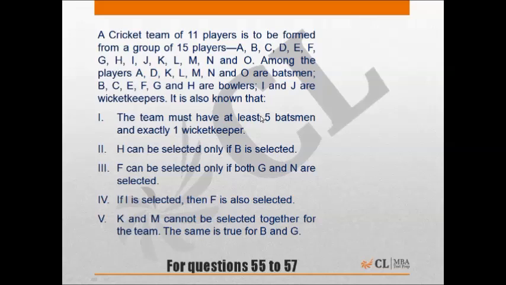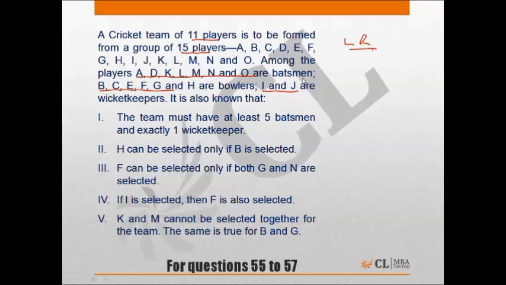Questions 55 to 57. This is a set of LR. Let's go through the data. A cricket team of 11 players is to be formed from a group of 15 players. So 11 players out of 15 have to be selected. Among the players, these are the batsmen and these are the bowlers. I and J are the wicket keepers.